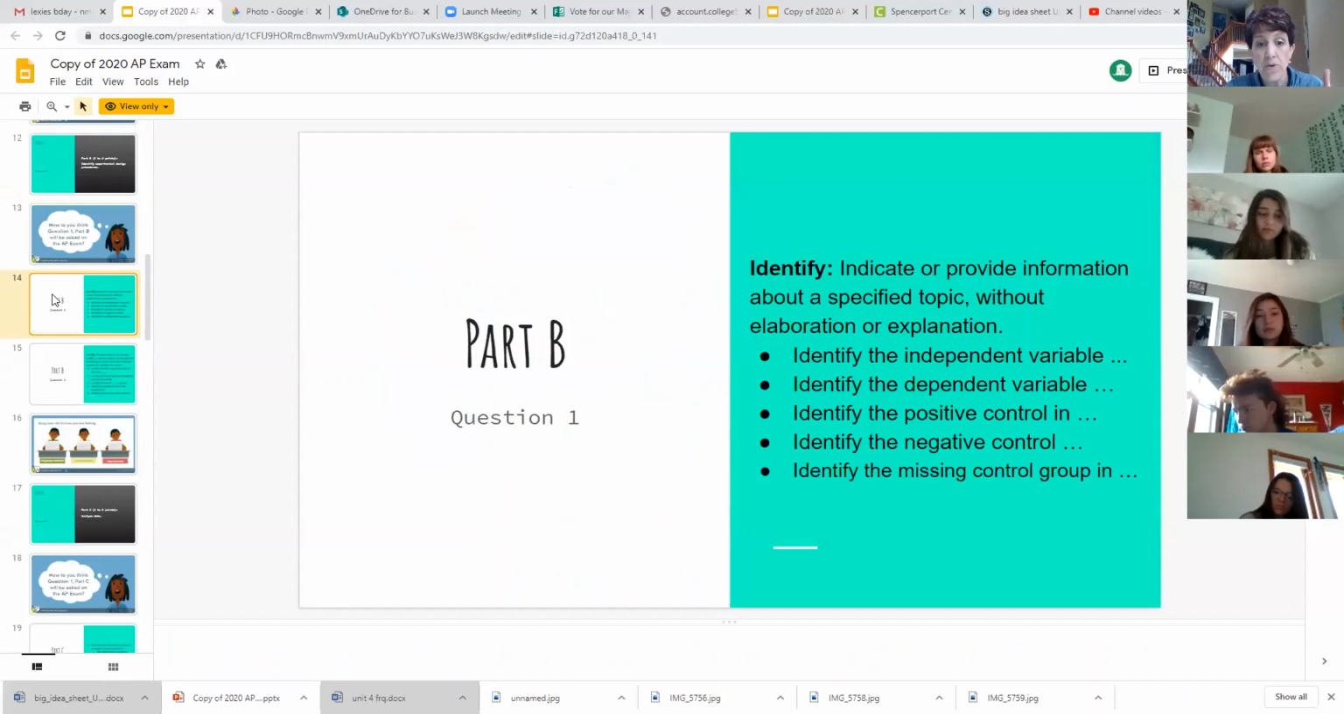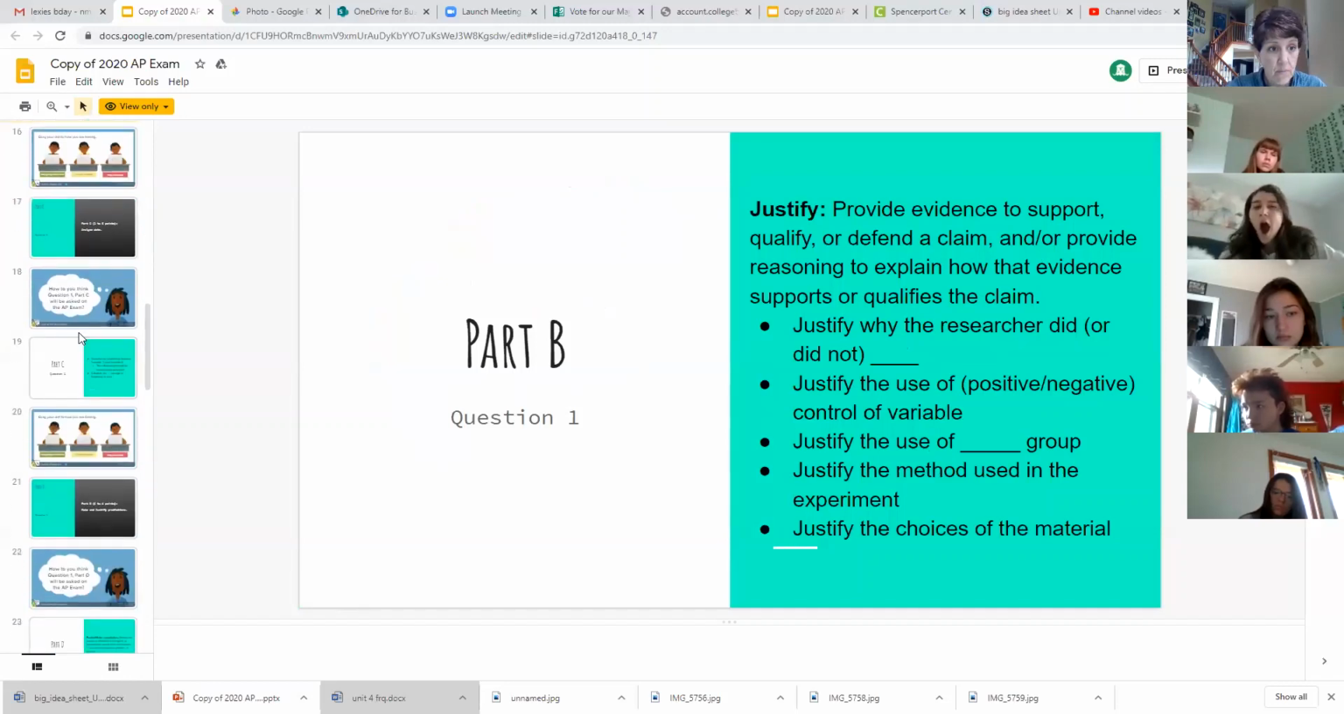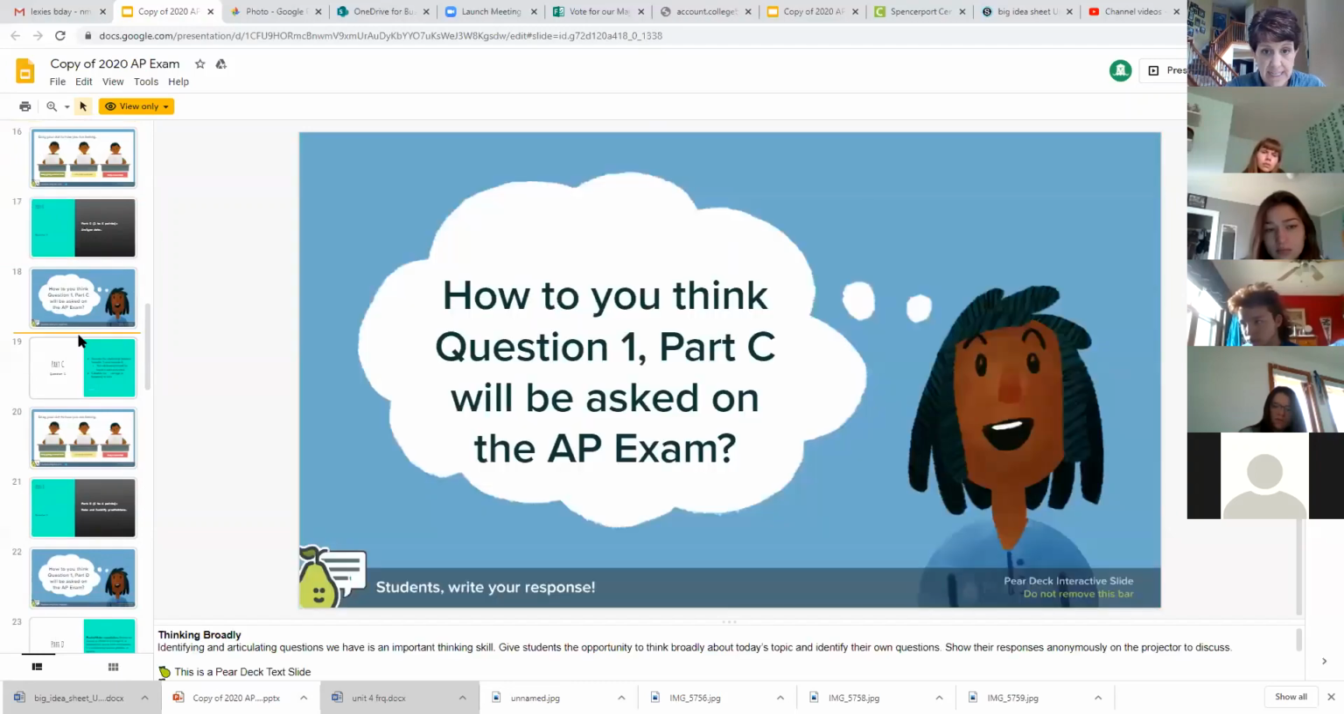But I am going to go through, I will put this on my Schoology and I'll come up with sample ones where you have to do exactly these steps. All right. Like justifying. And then the second, oh, no, this is analyzing data.